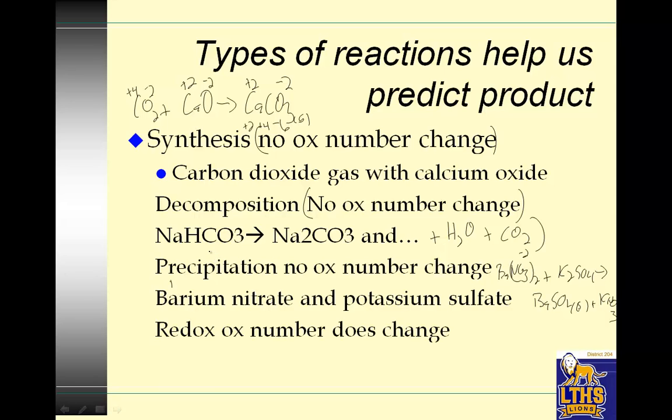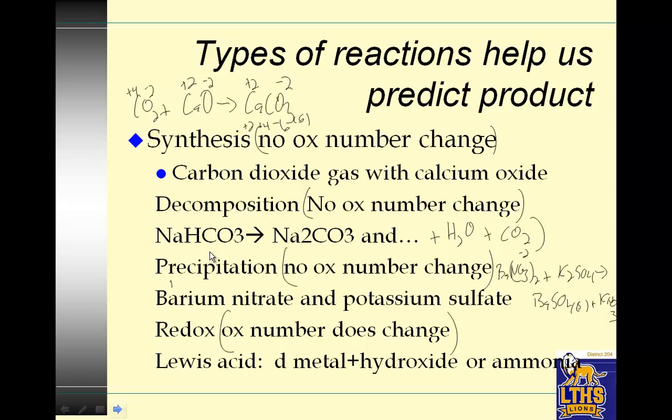Redox is a type of reaction where the oxidation number does change. That's basically what makes it redox. And the last one is a Lewis acid reaction, where you have a d-block metal plus a hydroxide or ammonia. That would be something like cadmium plus 2 plus excess concentrated OH negative, which would give you Cd(OH) taken 4 times, minus 2. So this is an electron-rich species, like hydroxide or ammonia.